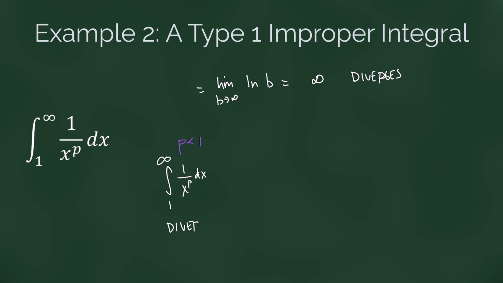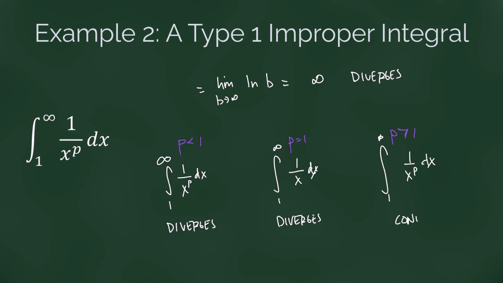When p is equal to 1, because this becomes a natural log, this also diverges. But if p is bigger than 1, then the integral from 1 to infinity of 1 over x to the p dx converges, and in fact is exactly equal to 1 over p minus 1.